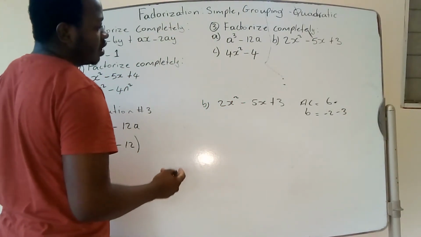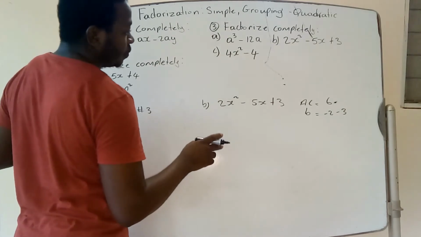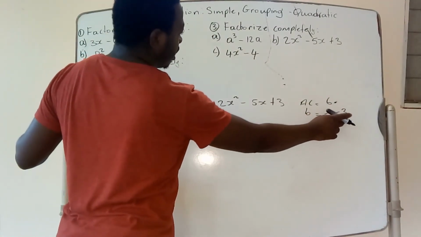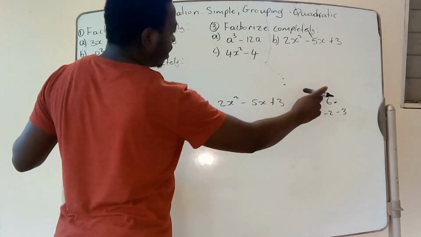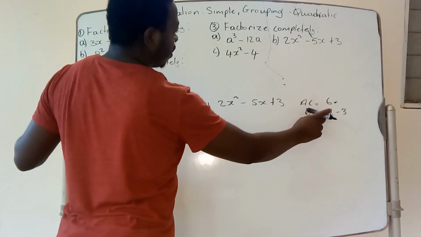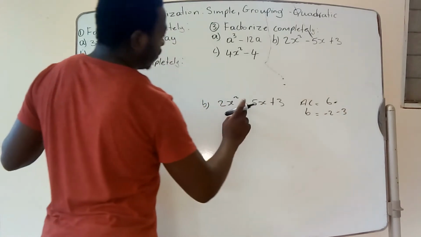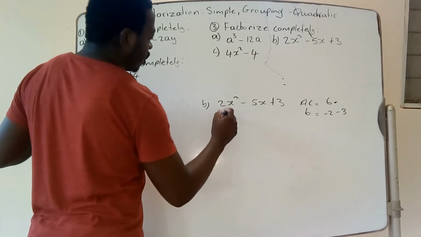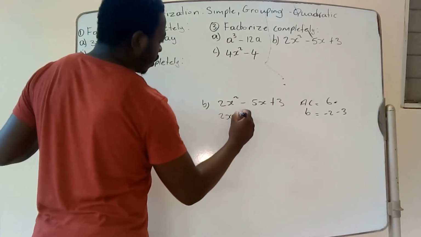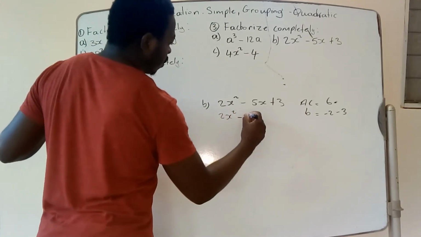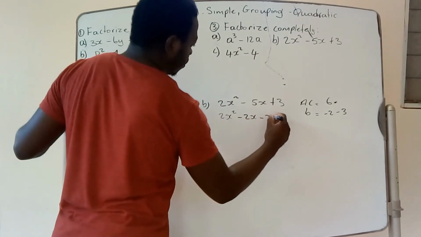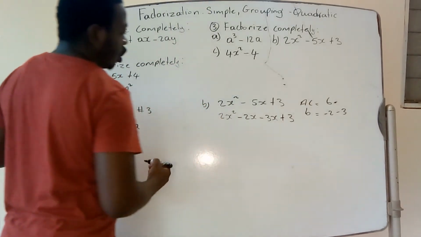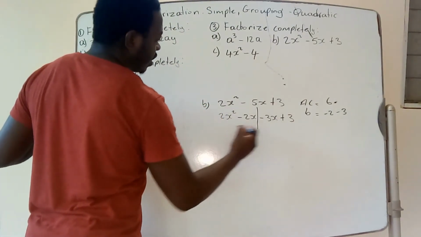Because 2 factors of 6 is 2 times 3. But negative 2 times negative 3 gives us a positive 6, and negative 2 minus 3 gives us a negative 5. So we can rewrite our expression to be 2x squared minus 2x minus 3x plus 3. Now at this stage we are going to factorize by grouping.